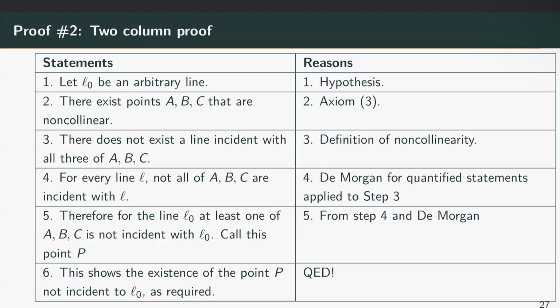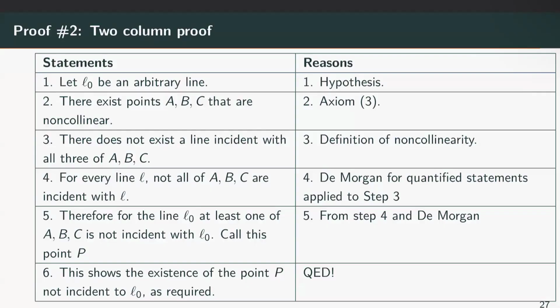That's De Morgan for a quantified statement. I broke down the De Morgan in 2 steps here. In the previous proof, I'd done it in 1. So then 5 follows from 4 by De Morgan's law. And then finally in 6, we observe that the one of A, B, or C that's not incident with L naught, we're naming that point P. This gives us the existence of the point P not incident to L naught, which was what we wanted to prove. This last line is just a summarizing of what we ended up with. That's basically the same proof twice, just presented in different clothing.